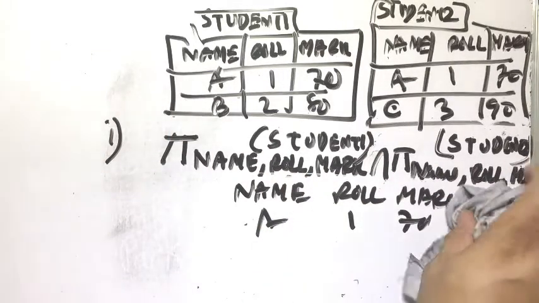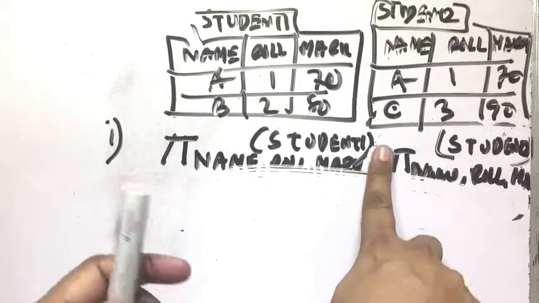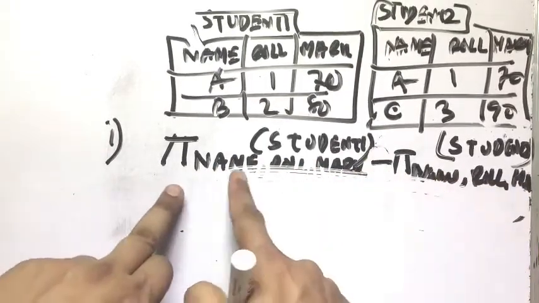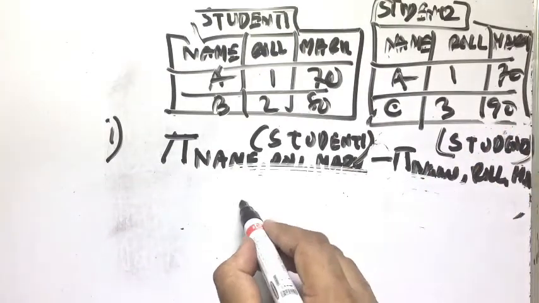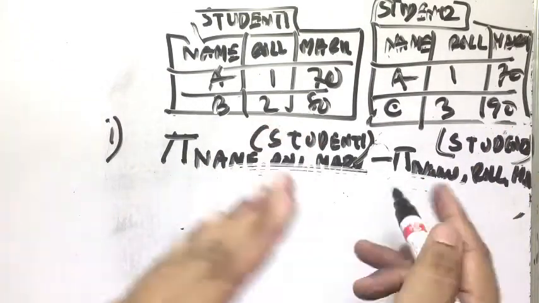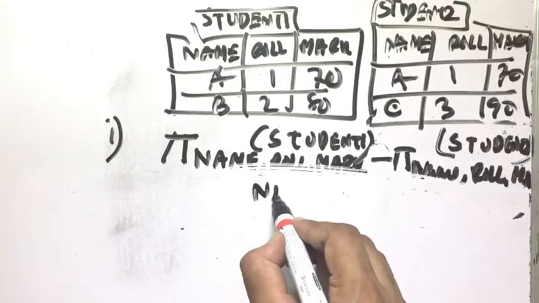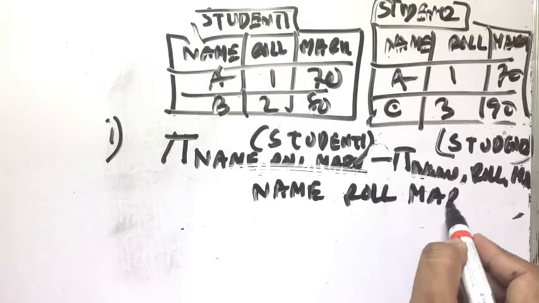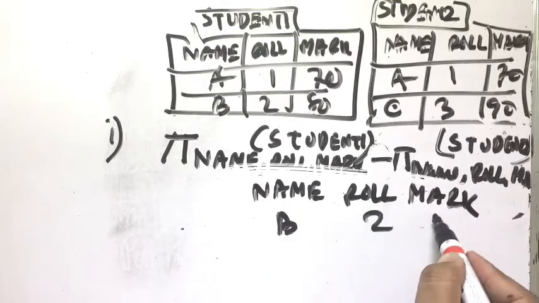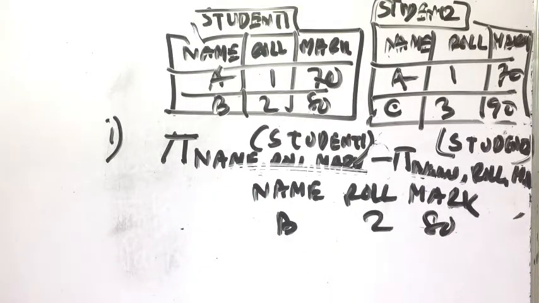And now the set difference. When you perform set difference, again we have to write pi name roll marks student 1, minus pi name roll marks student 2. Then it will display those tuples that are in the first relation, not in the second relation. That will be name, roll, mark, that is B280. So this is the tuple that is in the first relation, not in the second relation. So this is union, intersection and set difference.